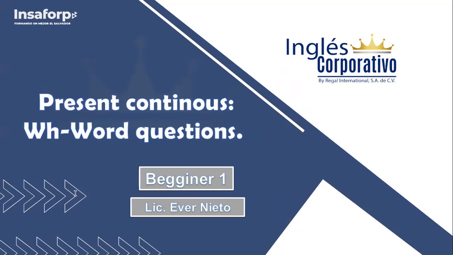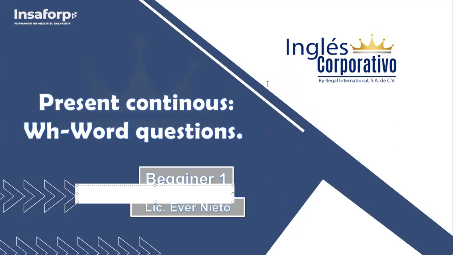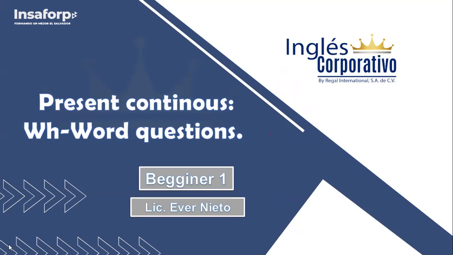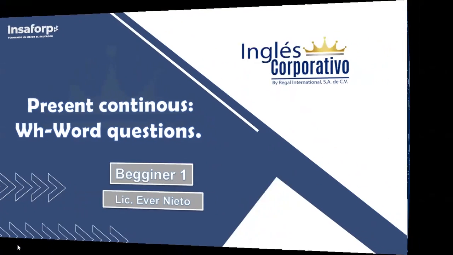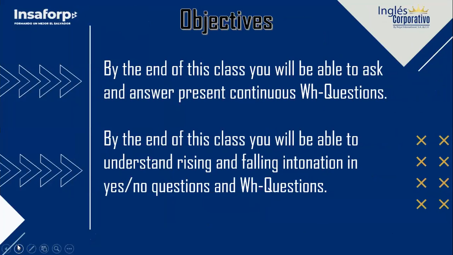So let's start with this topic tonight. WH word question. That is the topic. So here we go. With the objective, by the end of this class, you will be able to ask and answer present continuous WH question. By the end of this class, you will be able to understand raising and falling intonation in yes, no question and WH questions. So we are going to start in this point. So raising and falling intonation.